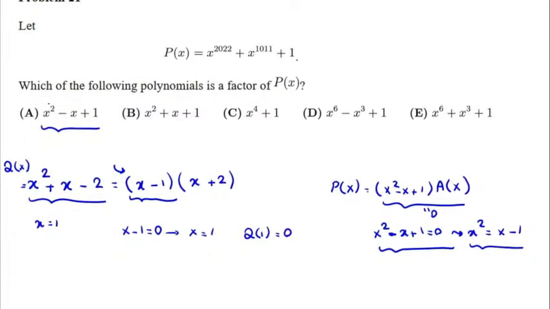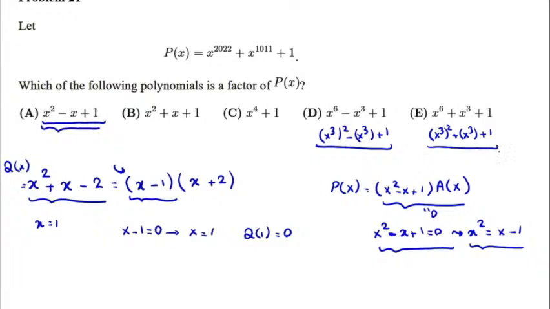Okay, so look, x squared minus x plus 1 has this form, x squared plus x plus 1 this form, x to the 4 plus 1, x to the 6 minus this. So let me show you. It is (x cubed) squared minus x cubed plus 1. So this one has the form of this one. This one has what form? (x cubed) squared plus x cubed plus 1. This one has the form of this one.